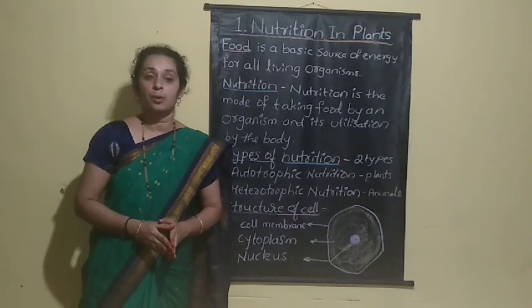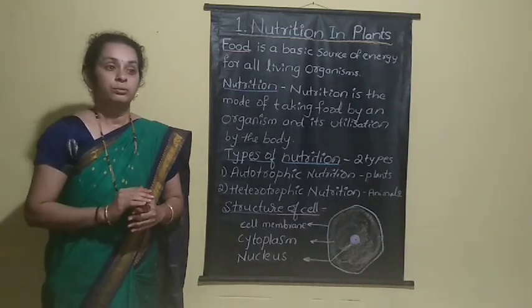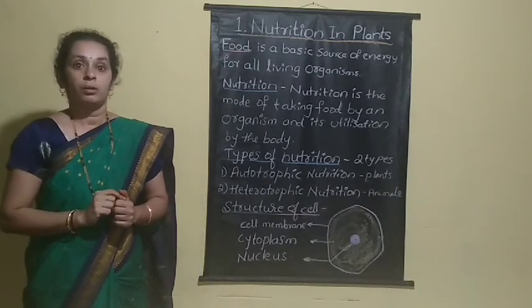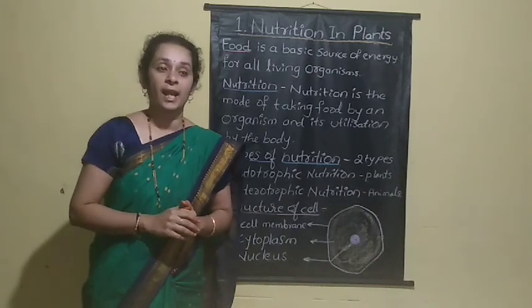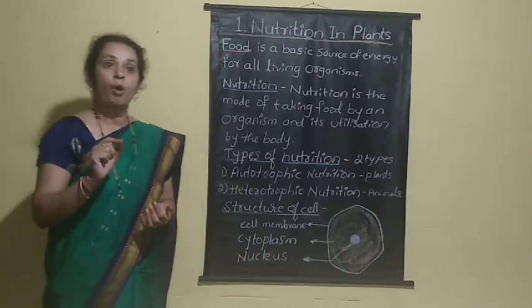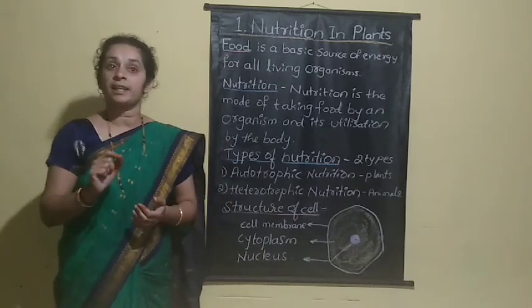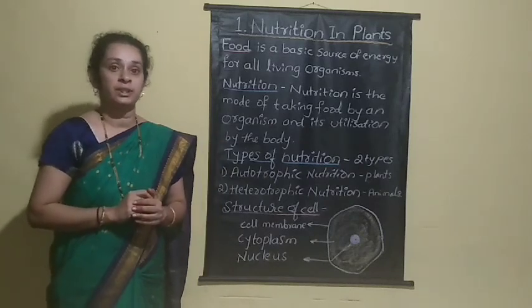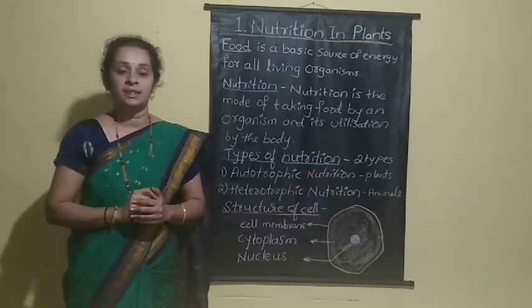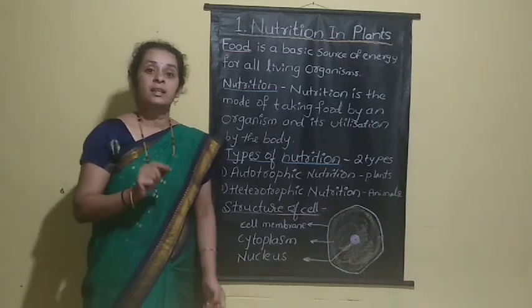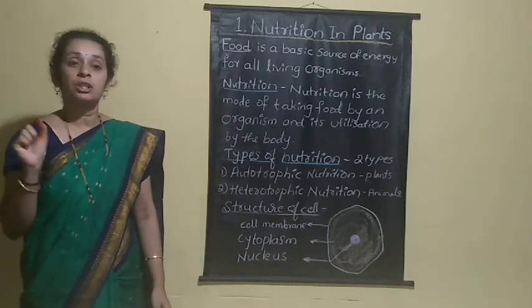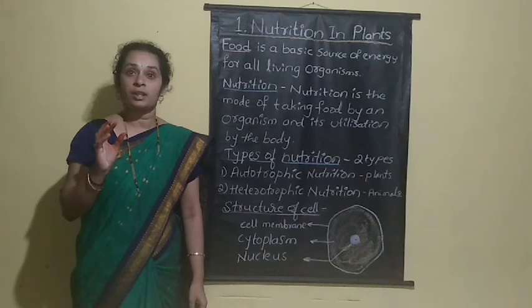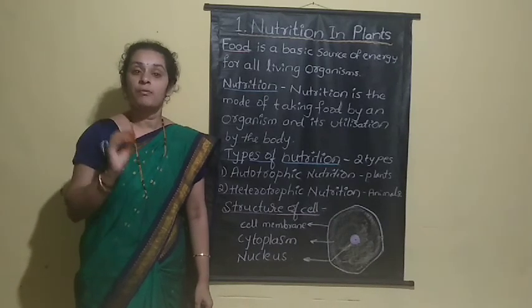Now we will discuss the cell. All organisms are made up of a tiny unit called the cell. Tiny means small unit. You can define the cell like this: cell is a basic structural and functional unit of all living organisms. All living organisms are made up of cells.